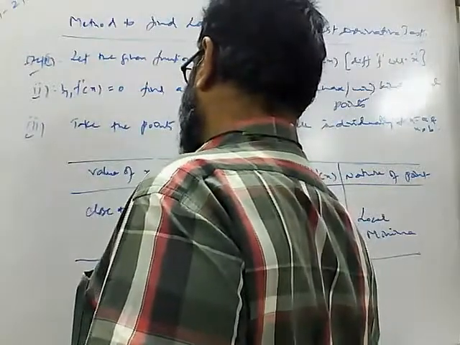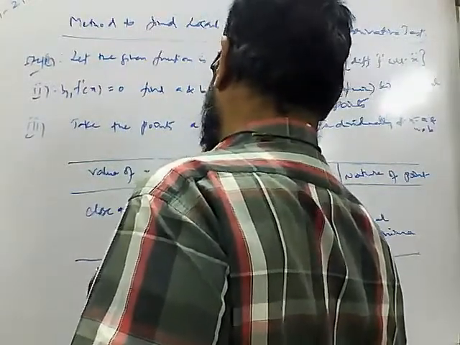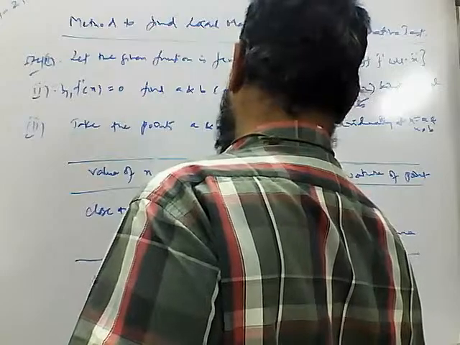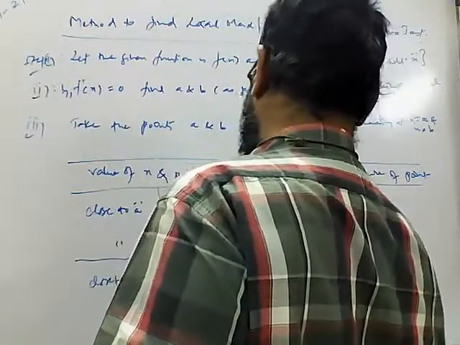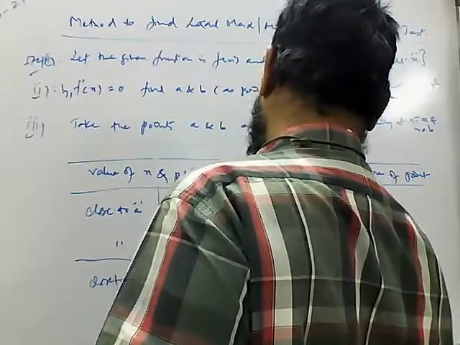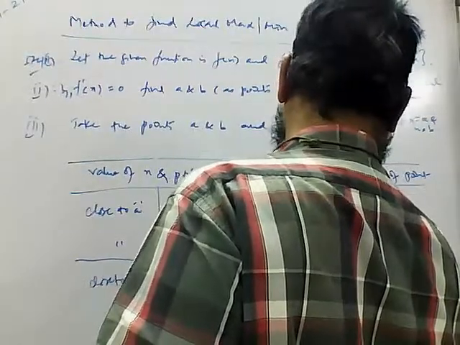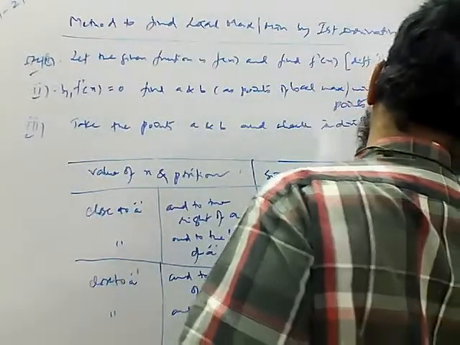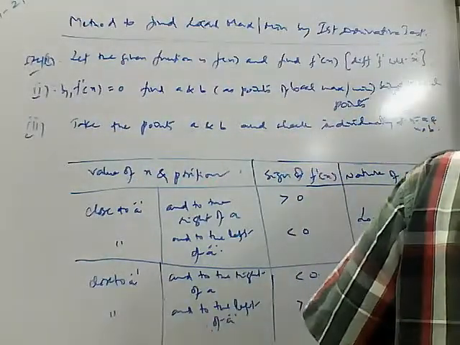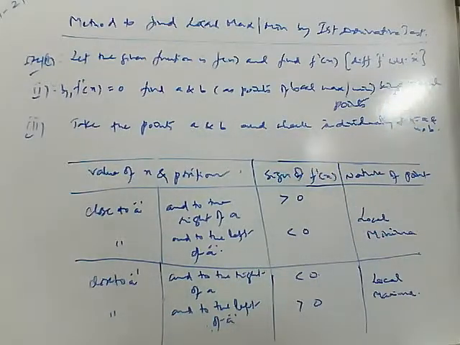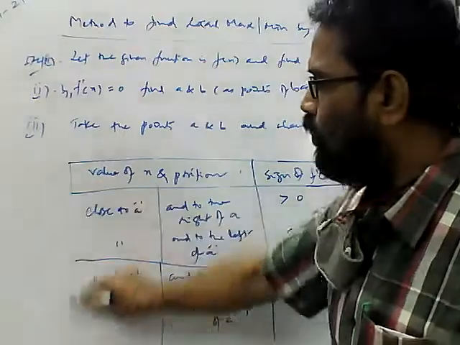Close to A, to the right of A it is less than 0 and to the left of A it is greater than 0. This is local maxima. Okay, as per the table, now step 4.